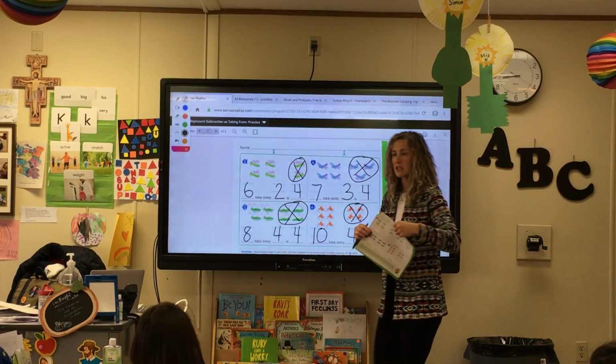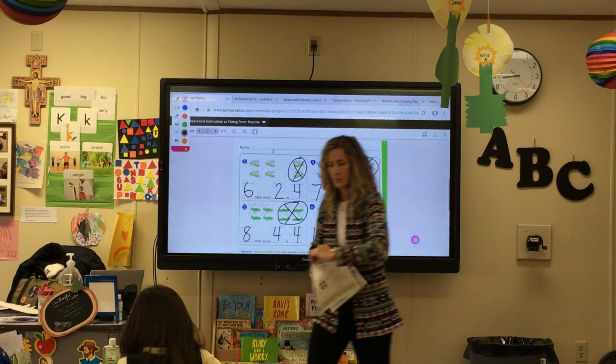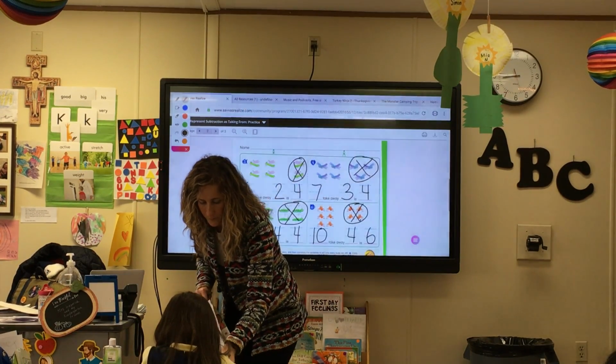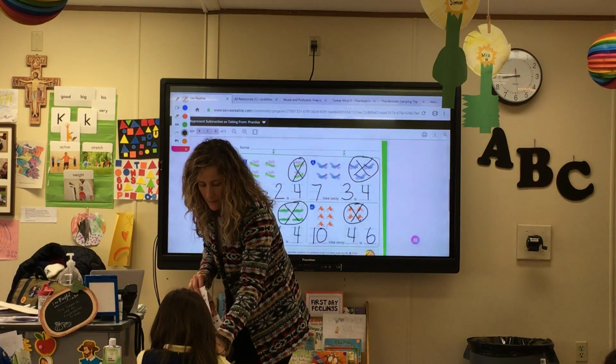Awesome. All right, lift and turn to the back page. Oops. 7 take away 1 is how many?